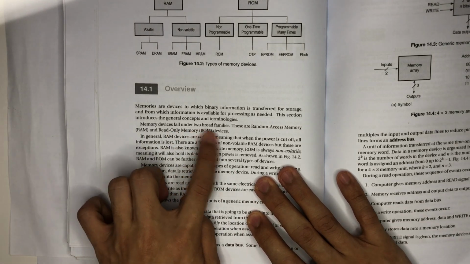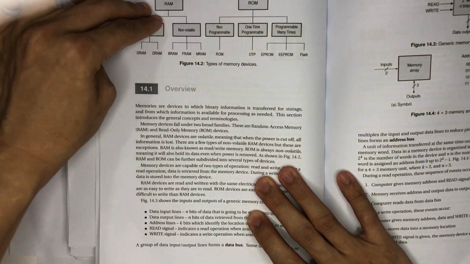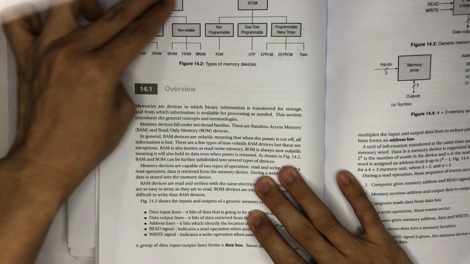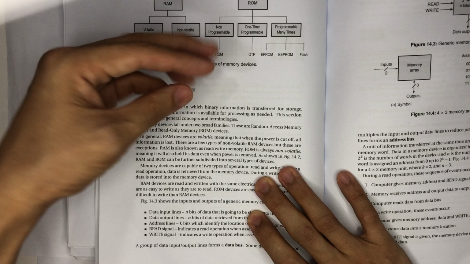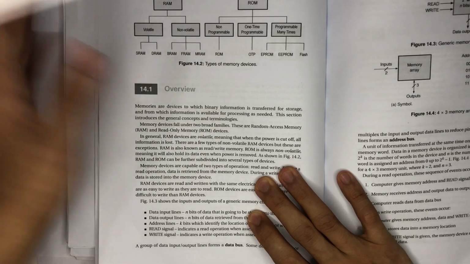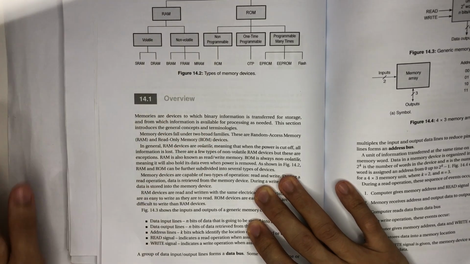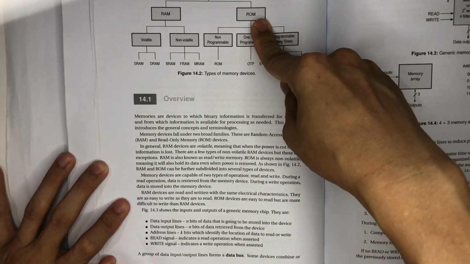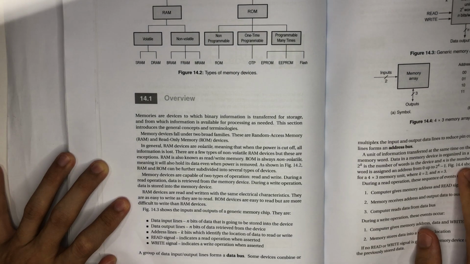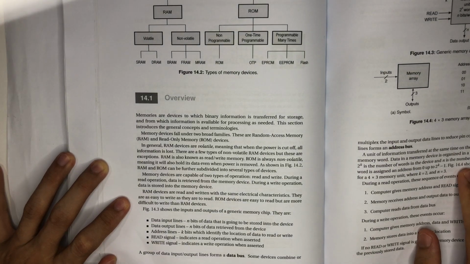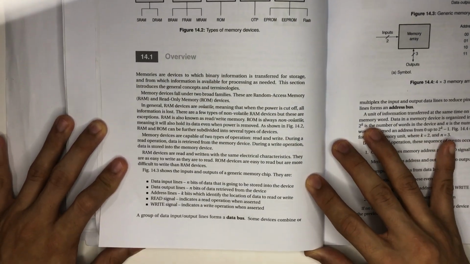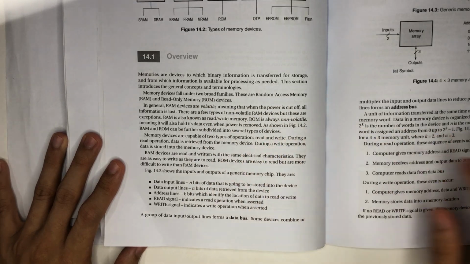Memory device falls under two broad families, which are random access memory and read-only memory. Random access memory is volatile, meaning that once the power is cut off, all the information is lost. This is the RAM. ROM is always non-volatile, meaning it will hold data when the power is removed. The data is still there. So as shown in figure 14.2, and figure 14.3, you can read on your own here.